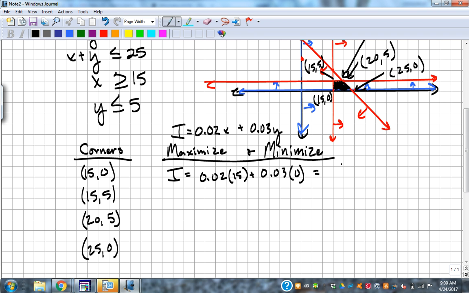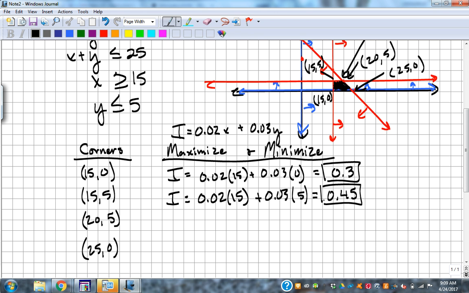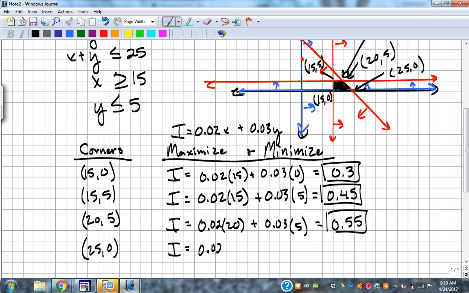And get its value. That one, 0.02 times 15, would be 0.3. And then this one, plug it in. It'd be 0.03, and then 0.15, would be 0.45. This one, plug in 20 for x, 5 for y, 0.4 plus 0.15 is 0.55. And then this one, plug in 25 for x and 0 for y. That's 0.50. Okay.